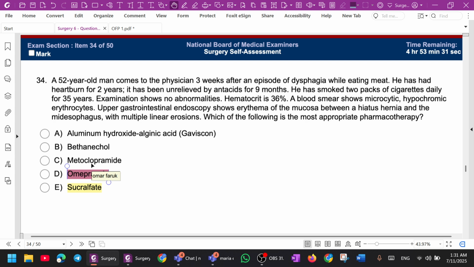It's not sucralfate. Sucralfate provides physical protection to the gastric mucosa and gastric ulcers, allowing for establishment of a pH mucosal gradient and resulting in ulcer healing. It is not as effective as a PPI for GERD.